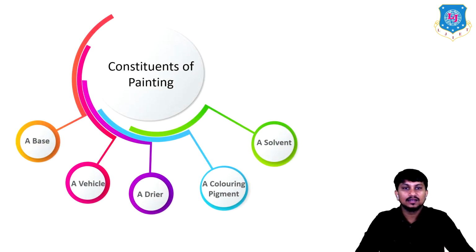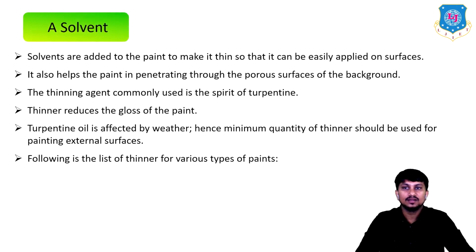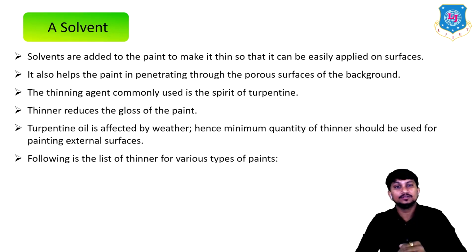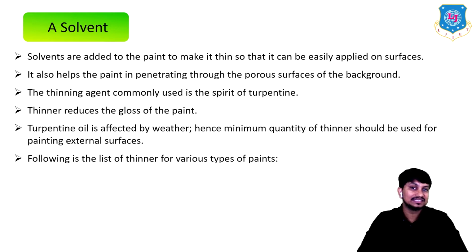Now let's see the solvent. Solvents are added to the paint to make it thin so that it can be easily applied on surfaces. It also helps the paint in penetrating the porous surface of the background. Because of this solvent, the paint penetrates into the background surface. The thinning agent commonly used is spirit of turpentine. Thinner reduces the gloss of the paint.